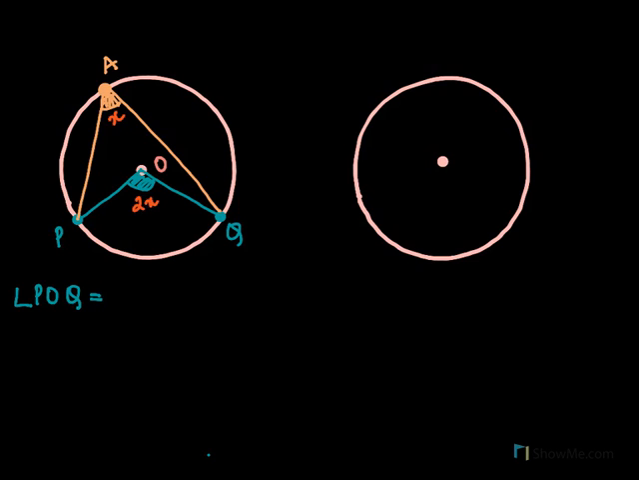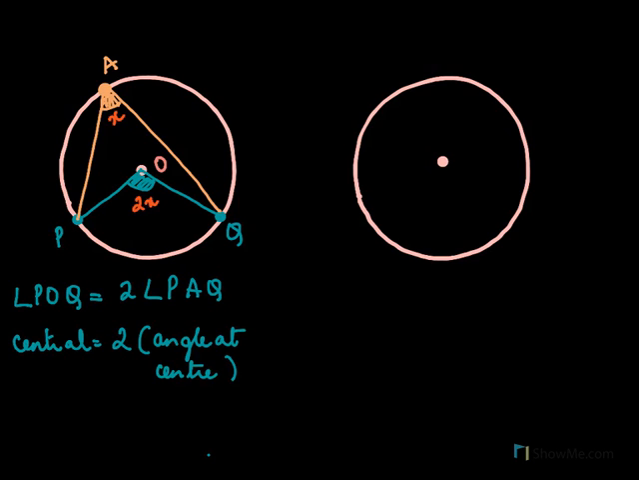So here the relationship, I can write that angle POQ is equal to 2 times angle PAQ. So the central angle is 2 times the angle at the circle by the same arc.